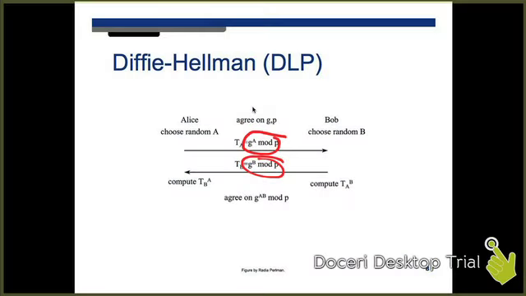What do they then do? They both go ahead and compute this value and this value. Alice computes T sub B raised to the A power. Now, what does that mean? Well, T sub B is just our variable that represents what Bob sent her. So she's raising whatever Bob sent her to the power of A.